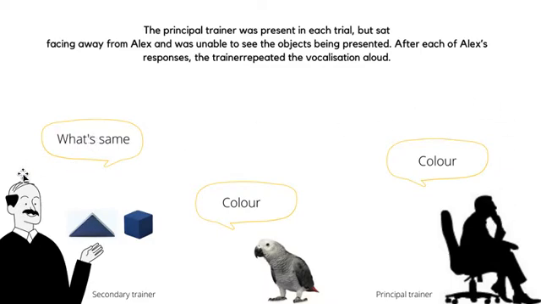Why do we need this person to repeat? Because the secondary trainer has not worked with Alex before, so he might not understand what Alex says, but the principal trainer knows and understands what Alex says, so the secondary trainer will have to wait for the answer from the principal trainer. Because if he does not understand Alex, then that might be an extraneous variable. So we ask the principal trainer to repeat what he heard, what Alex said.